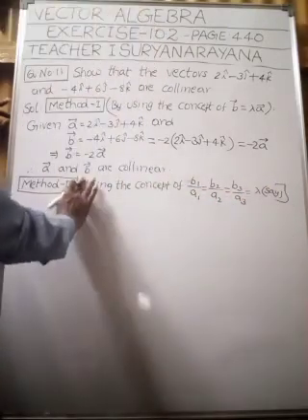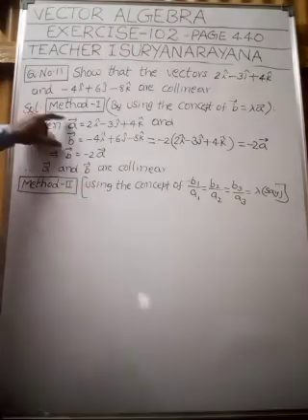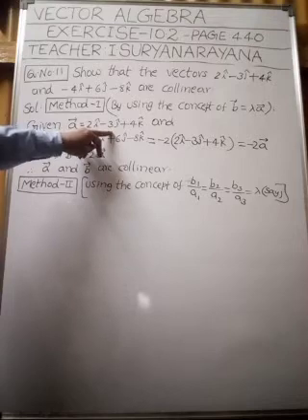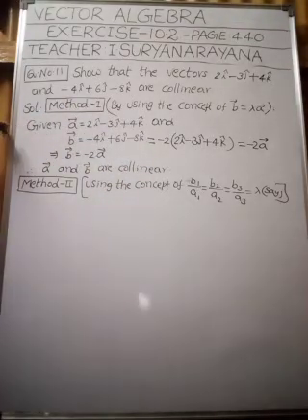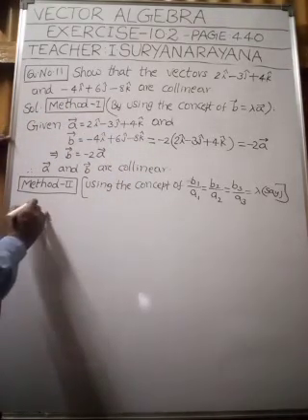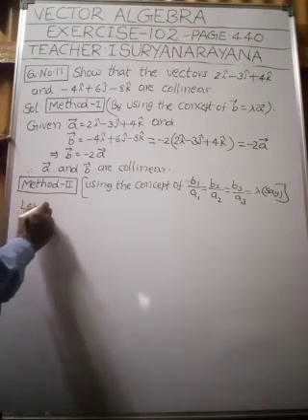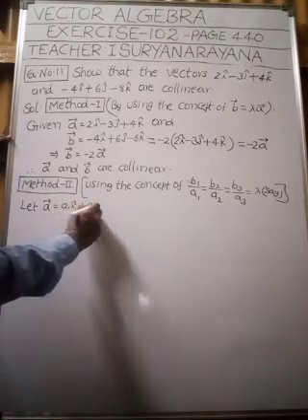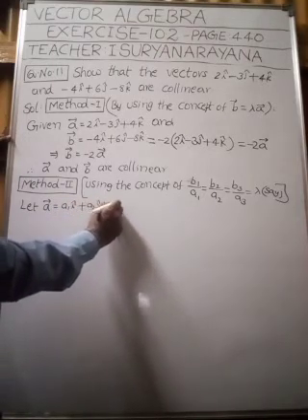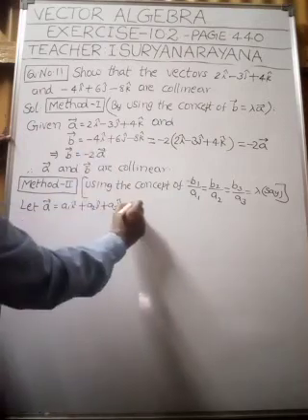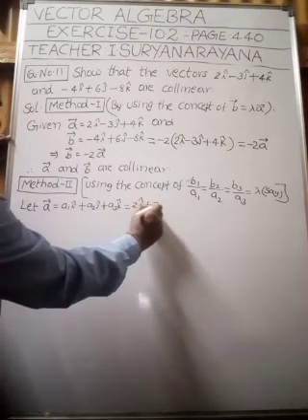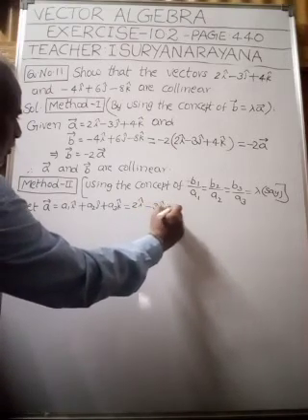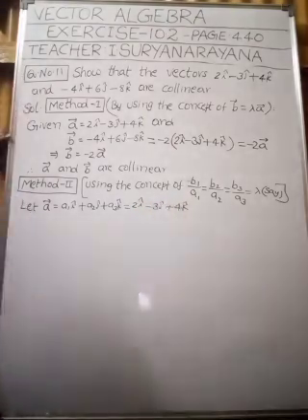Here I am using this concept to show that these two vectors are collinear, where a1 is equal to 2, a2 is equal to minus 3 and a3 is equal to 4. Yes or no, my children? So let a bar is equal to a1 i cap plus a2 j cap plus a3 k cap is equal to 2 i cap minus 3 j cap plus 4 k cap. Okay, my children?